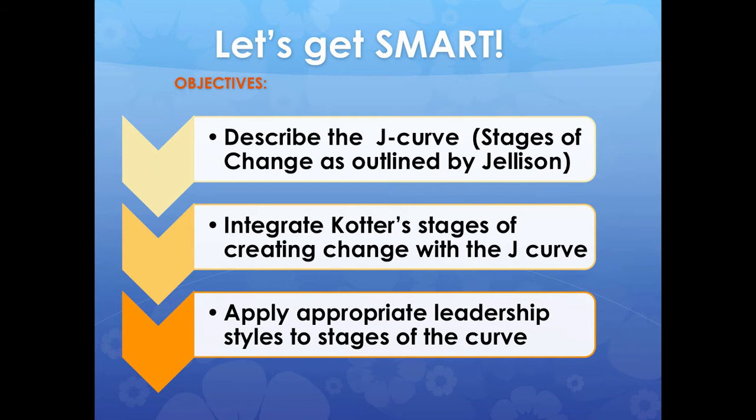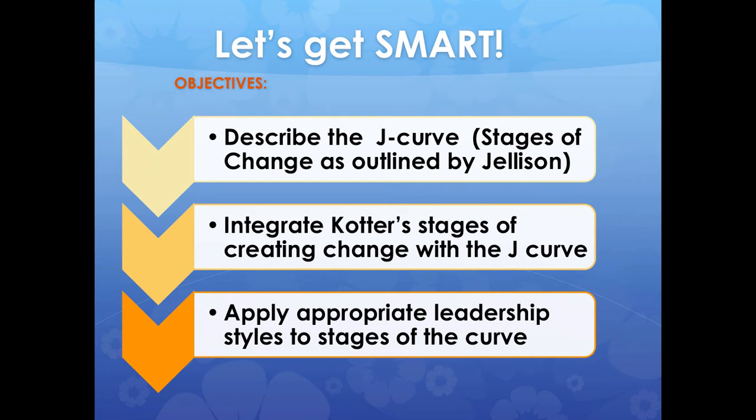So we decided it would probably be a good idea to describe this universal change curve, because it seems like it kind of always looks the same, but we're going to specifically focus on Jellison's curve, or the J curve, and we want our learners to be able to describe the stages of the J curve at the end of the session. The second part of the session, we would want to introduce Kotter's stages of change, and then specifically apply them to the J curve, partly to make the point that they're really still talking about the same thing.